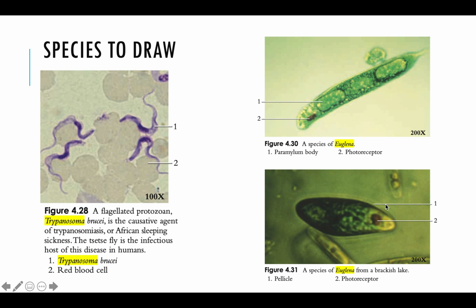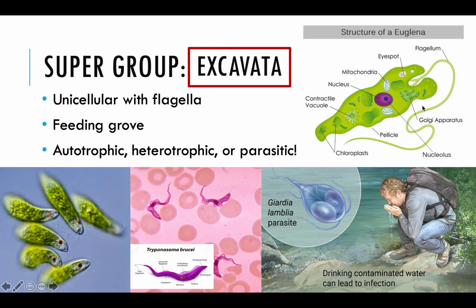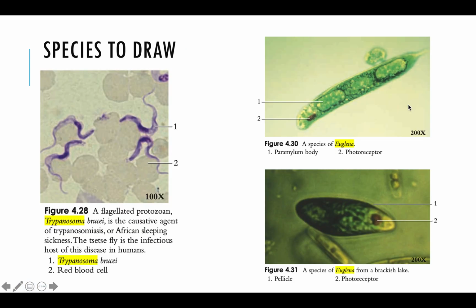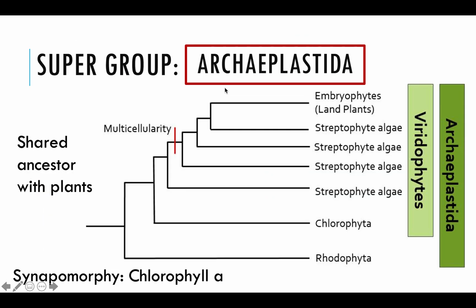Here's Euglena, 2 images of Euglena. You can draw either one. You could draw this one here and label it if you'd like. But make sure you do that. It's part of your lab exercises.